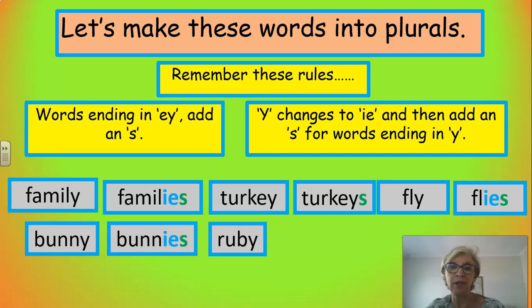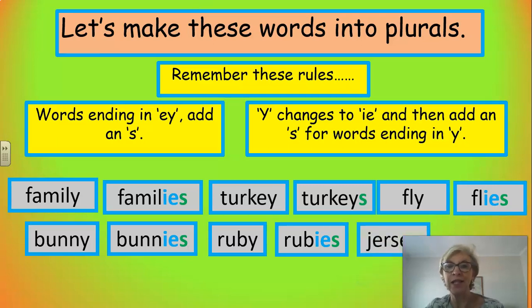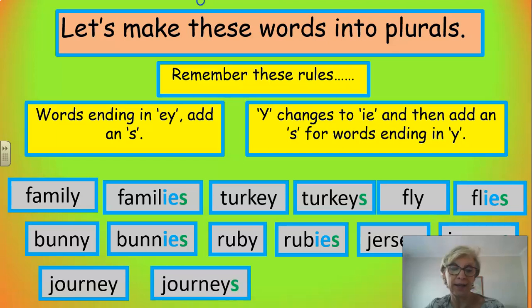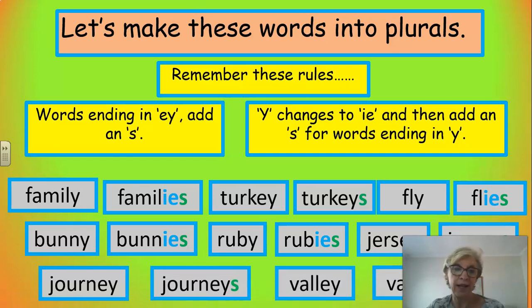Ruby, what happens to this one? Yes, the Y disappears, and the IE comes in, kicks the Y out, and adds an S. Jersey is an EY, so it just gets an S. We don't kick that Y out. Journey is the same thing. EY, it gets an S. Valley is the same. It just gets an S. Right.